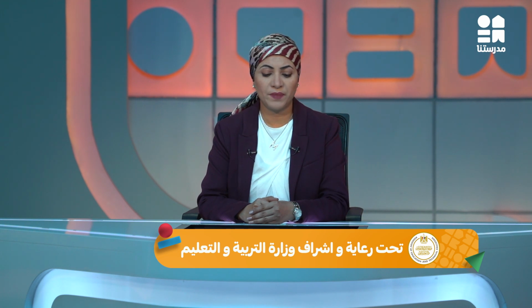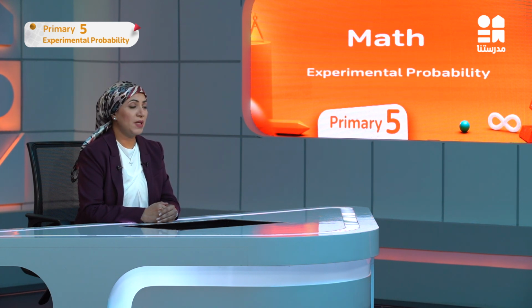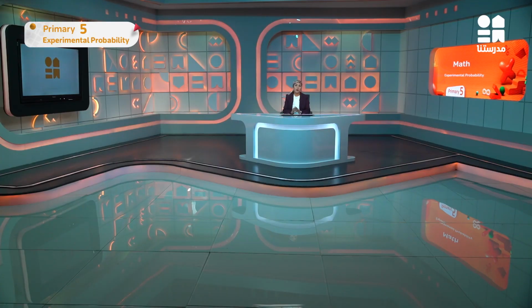التربية والتعليم. Our lesson today is the probability. What is meant by probability? The probability is having an event to occur or to happen. Is it possible or how possible it is to happen? First, we will discuss the experimental probability. But first, we will talk about some facts about the term probability itself.